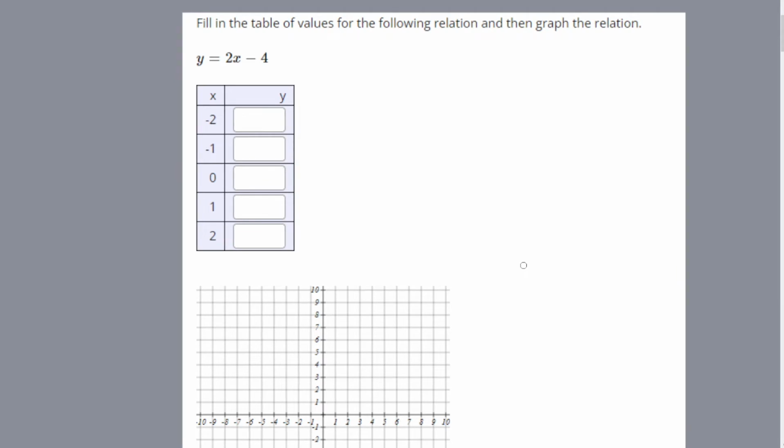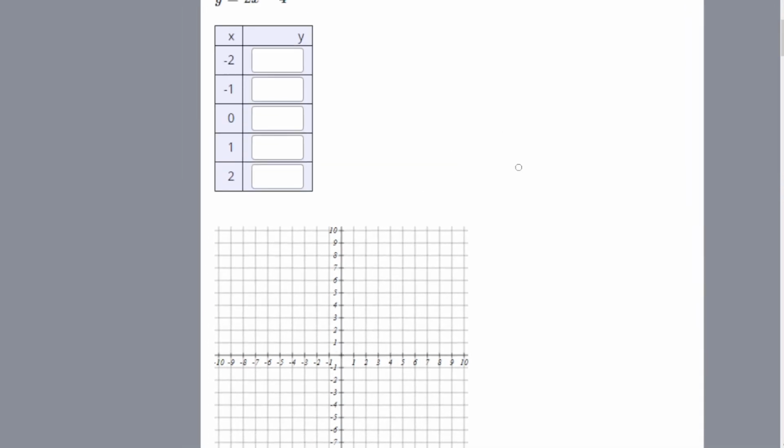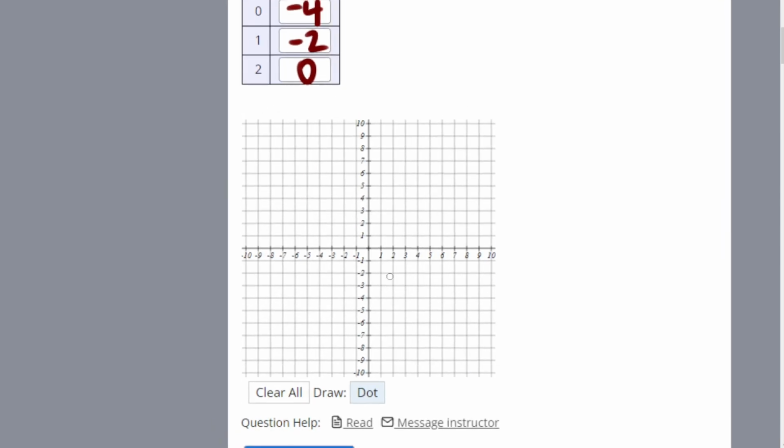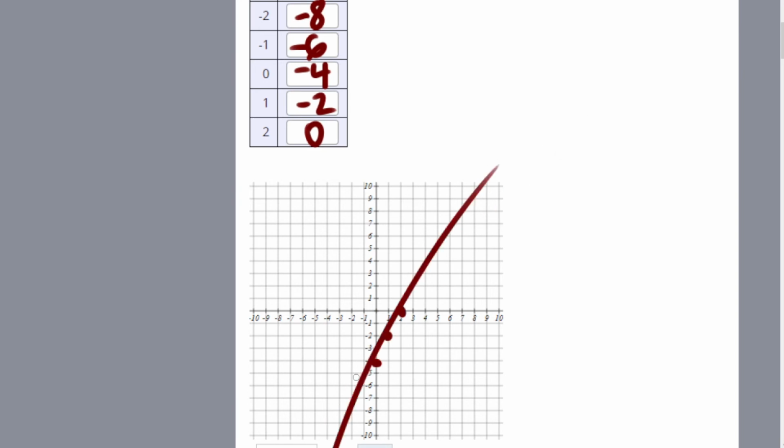Here's this one. Fill in the table of values for the following relation and then graph the relation. This one we're basically just plugging in something for x. So we'll plug in -2 for x. That will give you -4 minus 4, so -8. For -1, you'll get -6. For 0, you'll get -4. For 1, you'll get -2. For 2, you'll get 0. And then when you graph it, you'd basically just plot this, and then this, and then this, and then make a line.